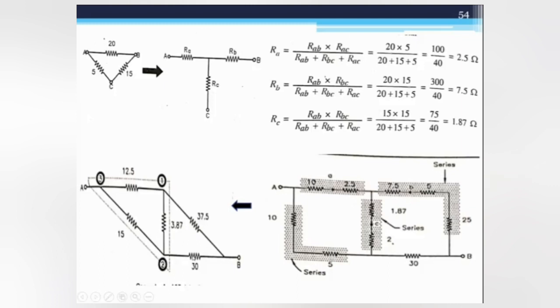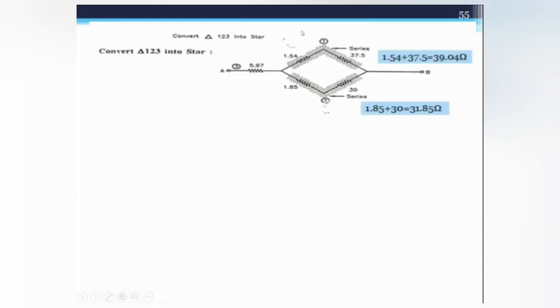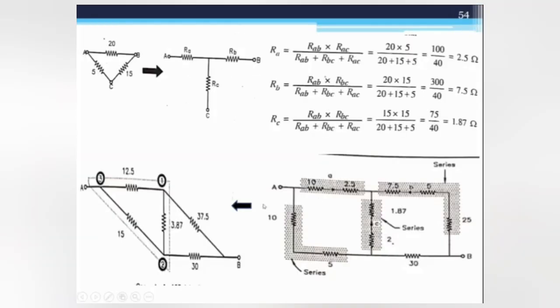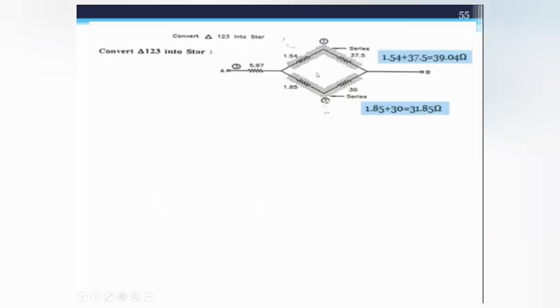Now see, right, this one is delta form, right? Terminals 1, 2 and 3. So we convert this delta into the star form again, right? So we got the values of R1, R2 and R3 and replace them in your circuit, right? So R1 is 1.54, R2 is 1.85 and R3 is 5.97. When we replace that delta in this circuit, our circuit becomes like this one, right?